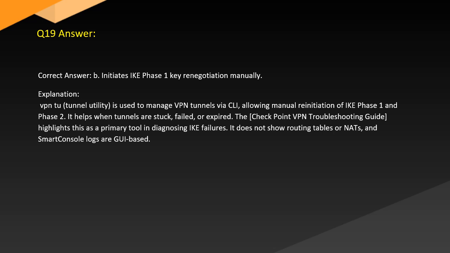Answer. Correct answer: B. Initiates IKE phase 1 key renegotiation manually. Explanation. The vpn tu tunnel utility is used to manage VPN tunnels via CLI, allowing manual reinitiation of IKE phase 1 and phase 2. It helps when tunnels are stuck, failed, or expired. The Check Point VPN Troubleshooting Guide highlights this as a primary tool in diagnosing IKE failures. It does not show routing tables or NATs, or open SmartLogs or GUIs.